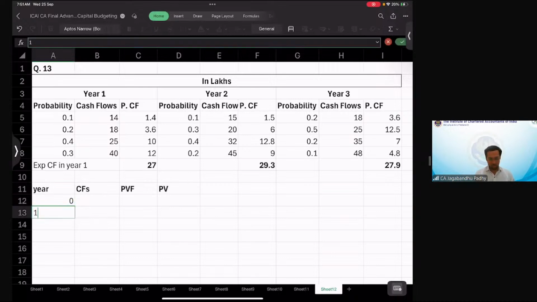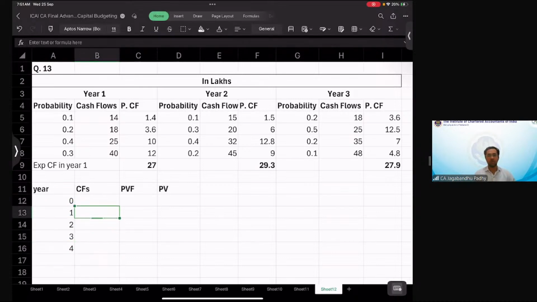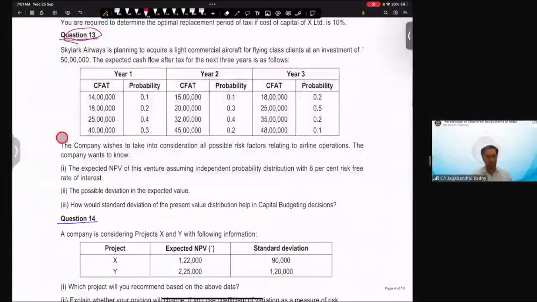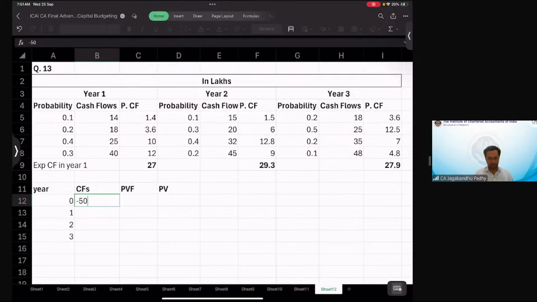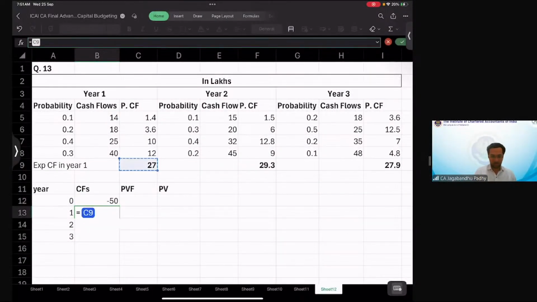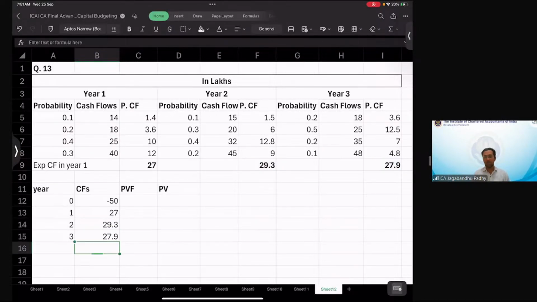So year 0, 1, 2, 3. So it's 3 years, sorry. For the 3 years, we have the cash flows as follows. Initially, there is an investment in the light commercial aircraft of 50 lakhs. We say that's minus 50. In the first year, you're expecting a cash inflow of 27. In the second year, you're expecting a cash flow of 29.3. And the third year, you're expecting a cash flow of 27.9.